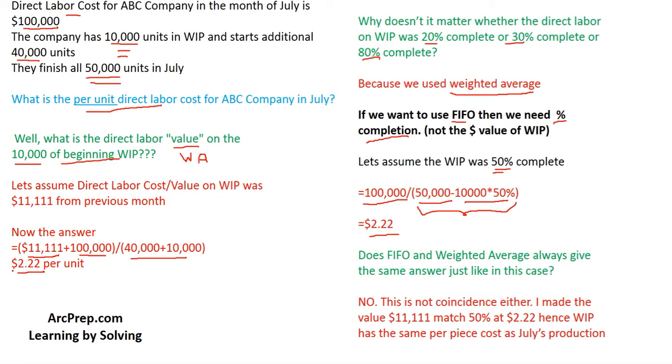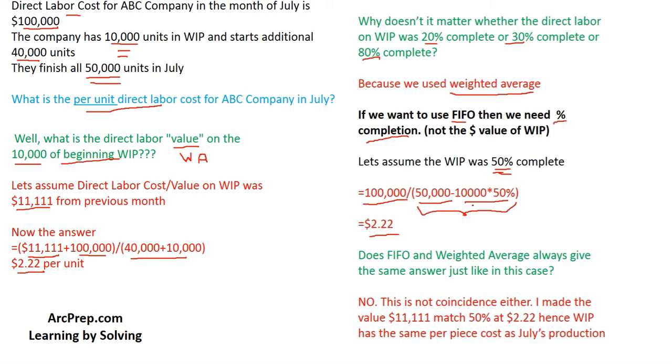The 2.22 here and 2.22 here for weighted average versus Fifo doesn't need to be the same all the time, and we are going to see an example where they are not the same. I arranged the numbers, the 50% here and the value here, such that they match, but in most of the cases, since they are different methods and they are looking at it from a different perspective, they don't always give the same answer.